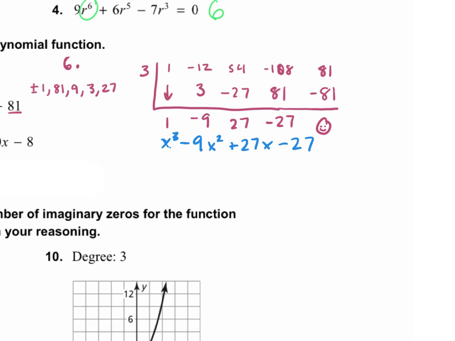Synthetic division. So now we have a new set of possible factors, because we need our factors of 27, but that really just eliminates 81. All right, what goes inside the box? 1, negative 9, 27, and negative 27. What should we try first?